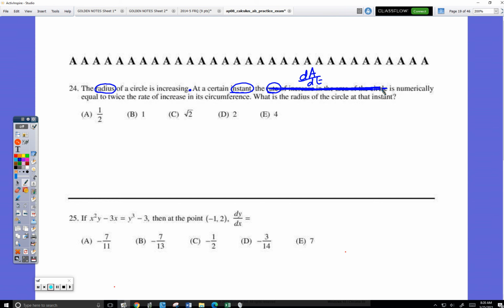It is numerically equal to twice the rate of increase of the circumference. That's dC/dt. So I could cross all of this off. I could write an equation now. The rate of increase of the area, dA/dt, is twice the rate of increase of the circumference. So as long as I'm writing, I know I'm making progress. I keep going. Question?